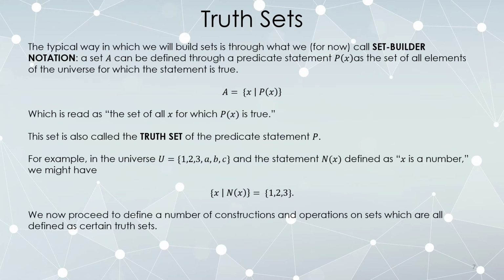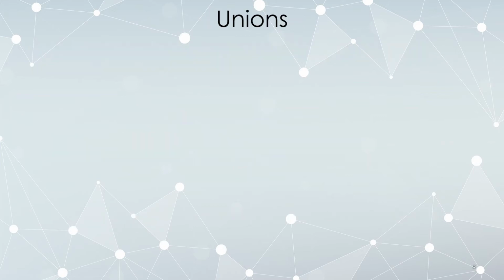What we're going to do now is talk about a whole bunch of operations and constructions on sets that are all actually defined as truth sets for certain predicate statements. However, many of them may already be familiar to you, but we're formalizing these notions as truth sets of certain predicate statements. The first thing we're going to discuss as a way of operating or constructing sets is unions.